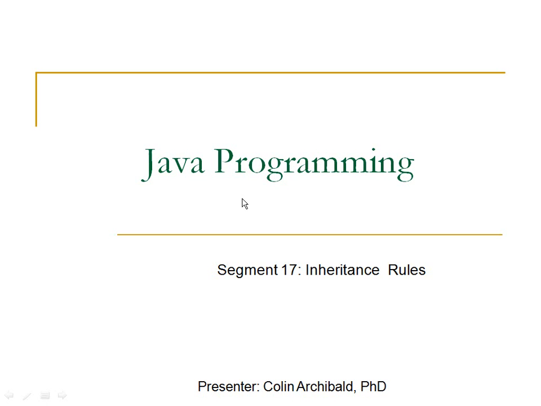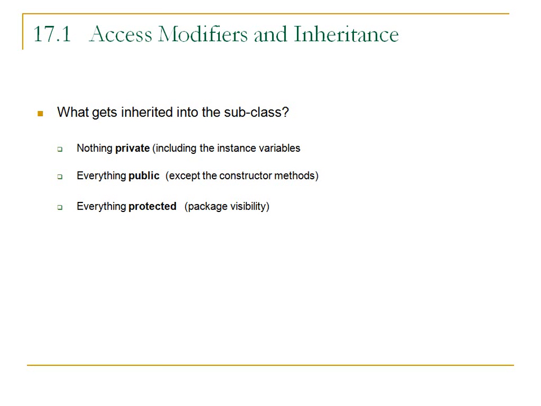Hello, welcome back. I want to have a very short segment here on just a very few rules about inheritance. These things seem to be tricky for people, and I want to have just one place where you can go and look at the rules for inheritance, some very specific ones. So, what gets inherited?